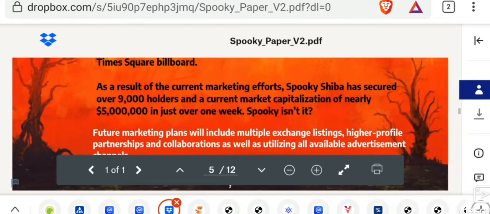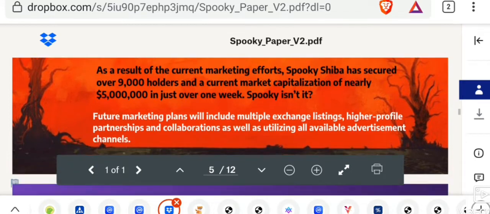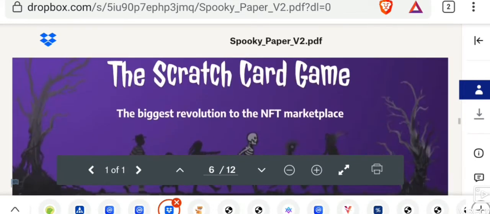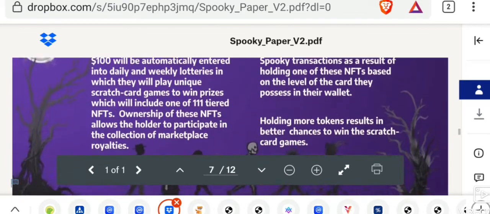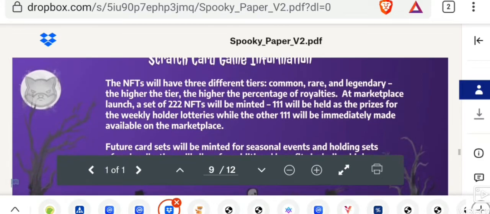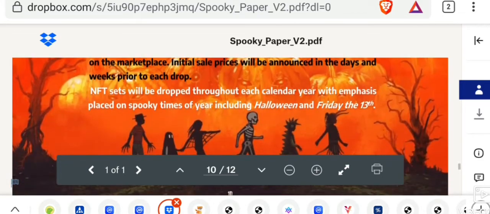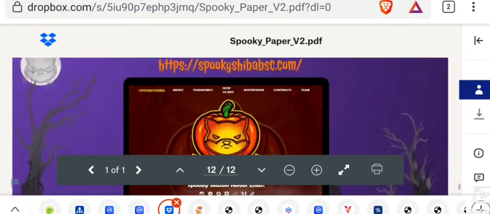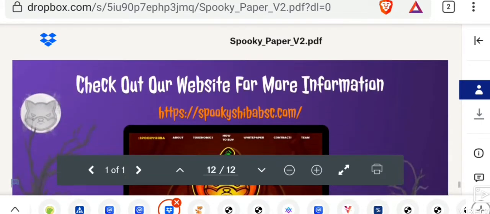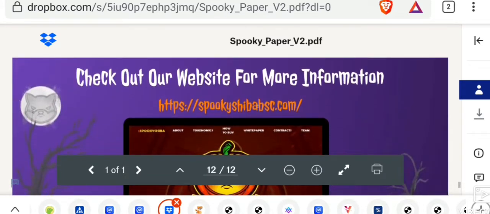Spooky Shiba has secured over 9,000 holders. I'm not sure if that's a Dragon Ball Z reference. And a current market capitalization of nearly 5 million in just over a week. Spooky, isn't it? Okay, the scratch card game, biggest revolution to the NFT marketplace. This is really one of the shortest white papers I've ever seen, but all right, let's see the website and then we'll wrap it up.